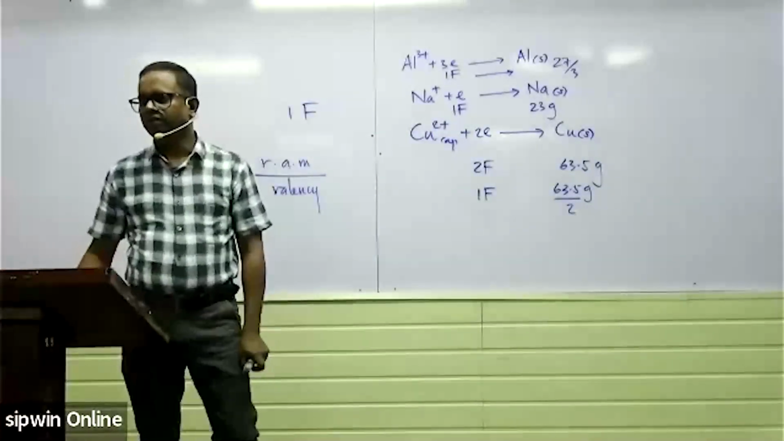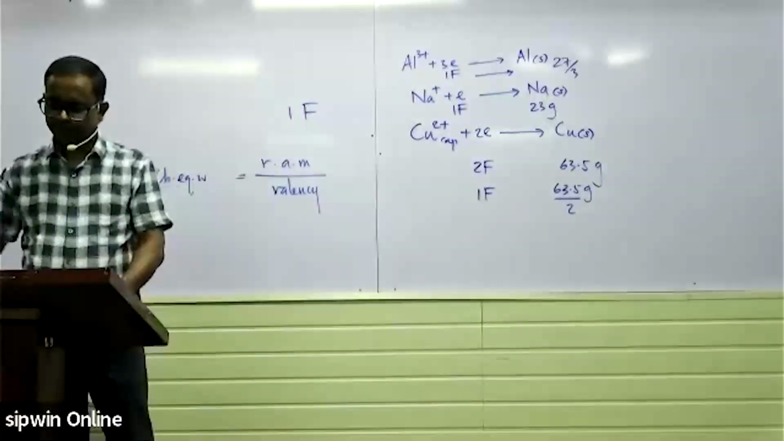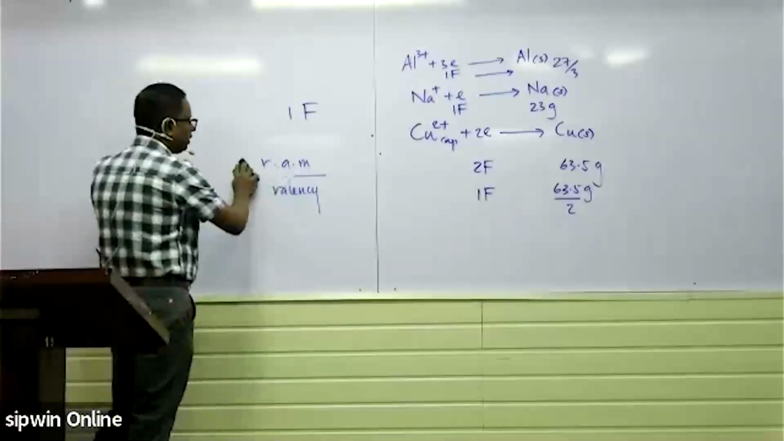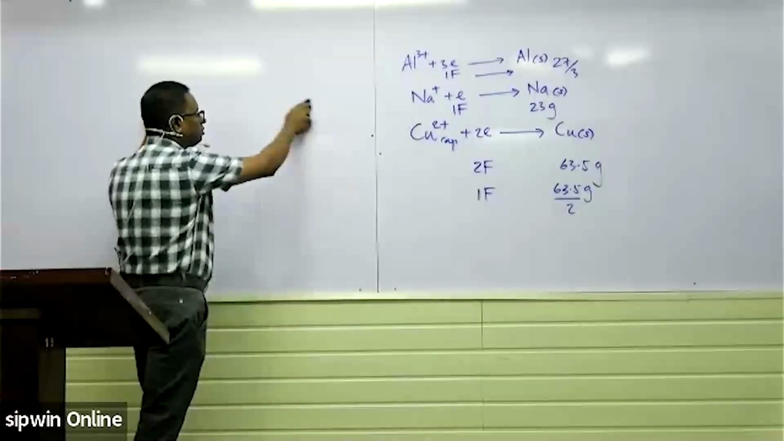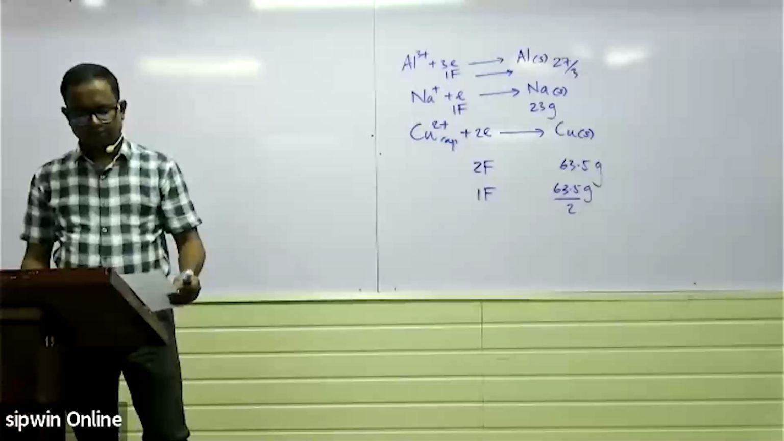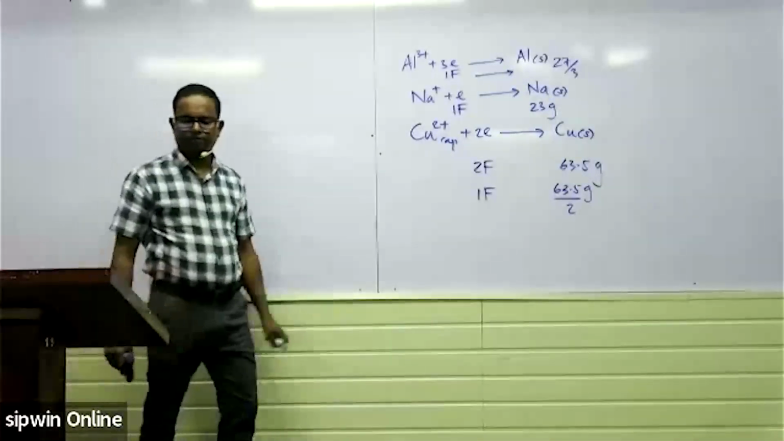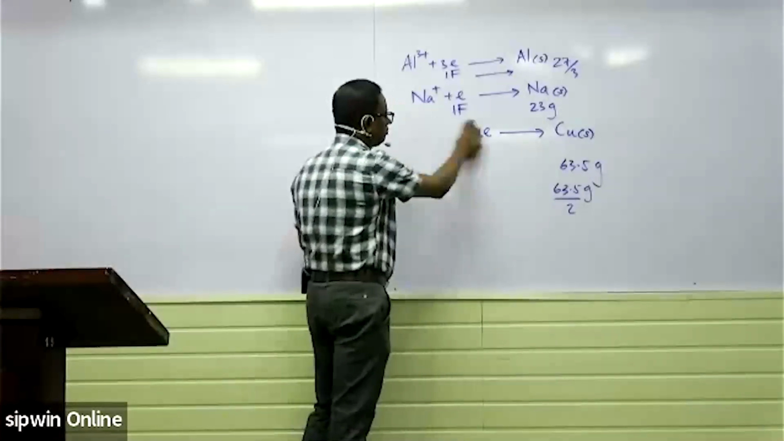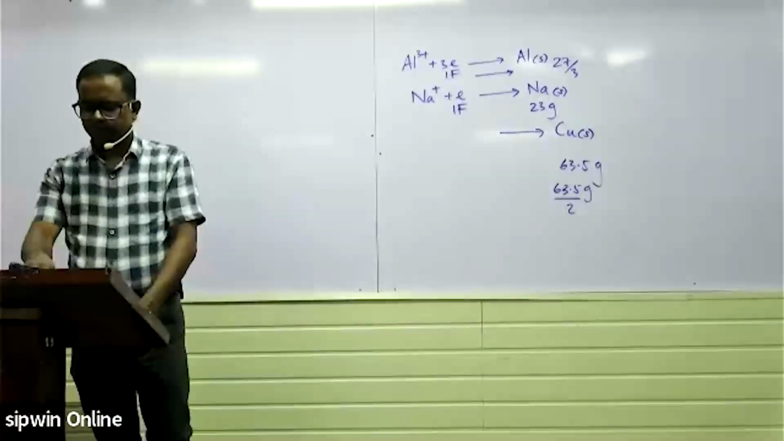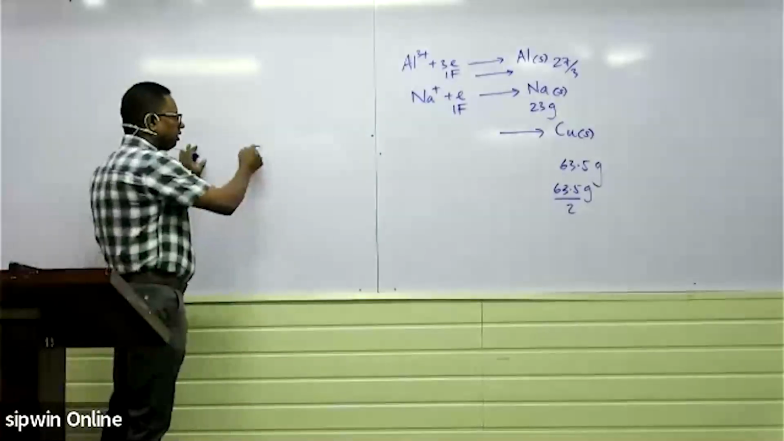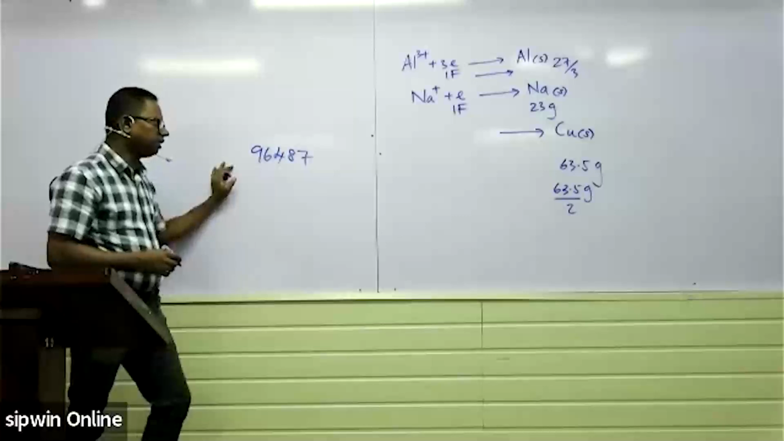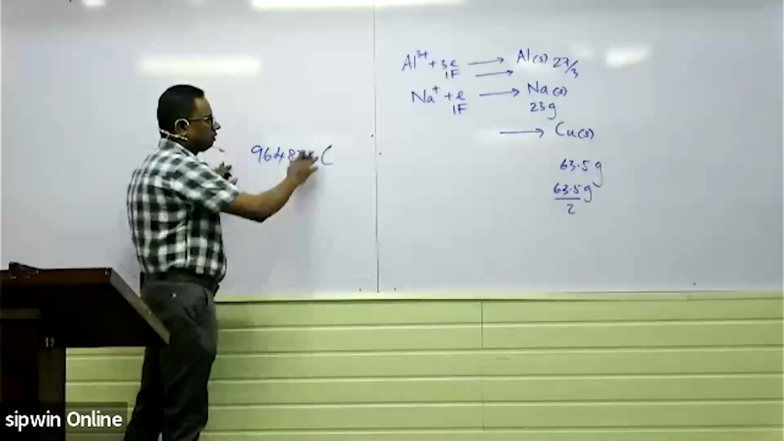Define: mass of an element within a bracket, in grams, deposited on or dissolved from an electrode when 96,487 coulombs, within a bracket 1 Faraday, is passed.